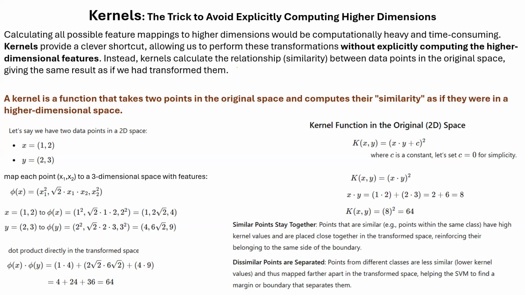Instead, the kernel calculates the relation between the data points in the original space and gives the same result as if we had transformed them. So what kernels will do is just the similarity calculation between the points in the same dimension in the original space. They will not actually do the transformation, but they mimic the transformation in the original dimensions only, by calculating the similarity between the points in the original dimensions, and based on those similarities they will come up with a hyperplane in the original space only. They will not go to the feature transformation. I mean, they will not transform the data points.